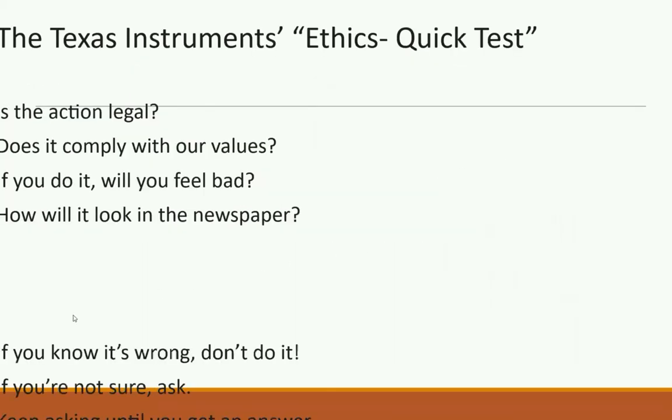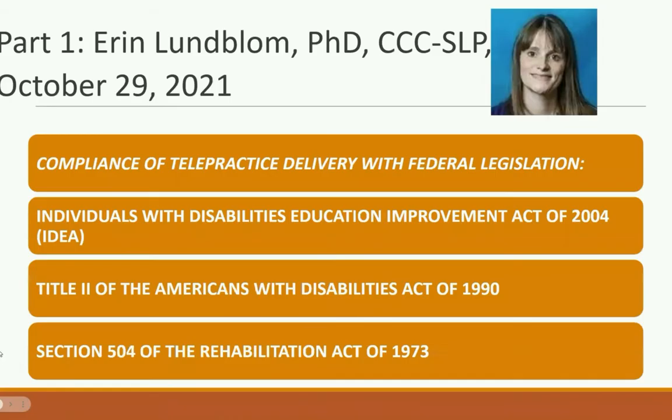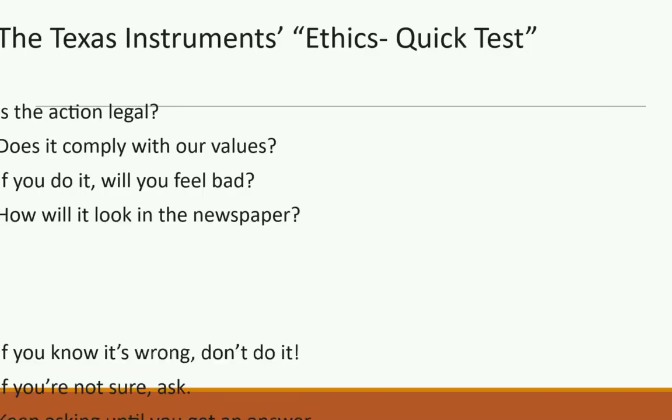Now, I love the, actually, let me go back here, sort of jump down on conversion, but we can still see it. The Texas Instruments company has this ethics quick test. They put it on a card and everyone gets it, and everyone refers to it. So here's their test, and I think it applies to what we do. Is the action legal? Okay. Does it comply with our values? If you do it, will you feel bad?